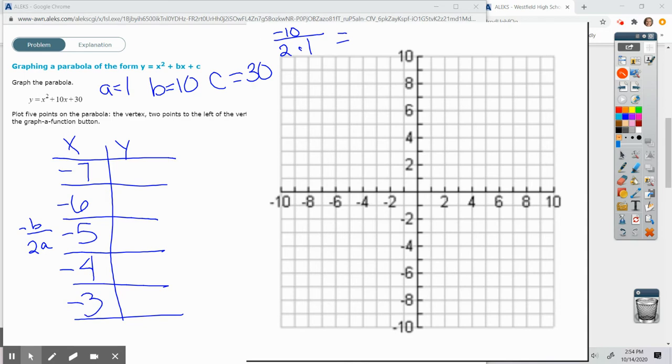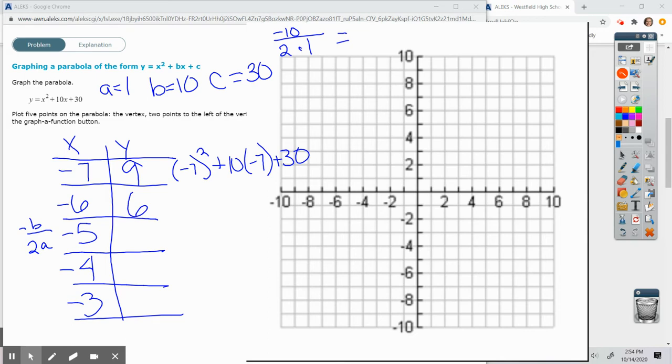What do we need to do to find each of the y values? We need to plug each of these x values in for x. Okay, so I'm going to say negative 7 squared plus 10 times negative 7 plus 30. And again, you can just do this in your calculator. Don't make any more work for yourself than you have to. Just let the calculator do the work for you. And we get out 9. Okay, and then I just arrow up and change those two negative 7s into negative 6s. And for our next one, we get out 6.